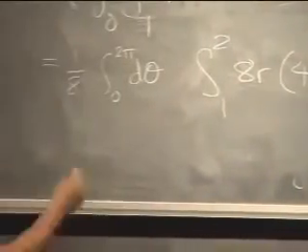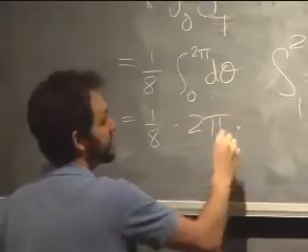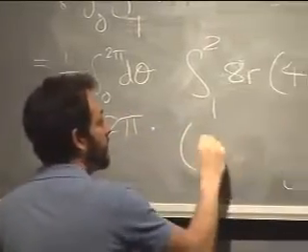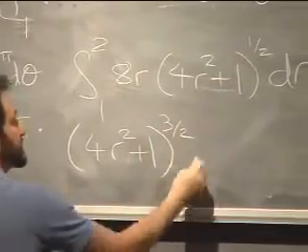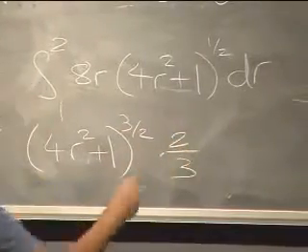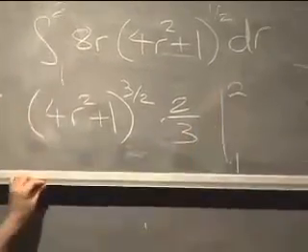And this is now one variable calculus. This is 1/8 times 2 pi times 4r squared plus 1 to the power 3/2 times 2/3. Let's just do a reality check here. And this is evaluated between 1 and 2.